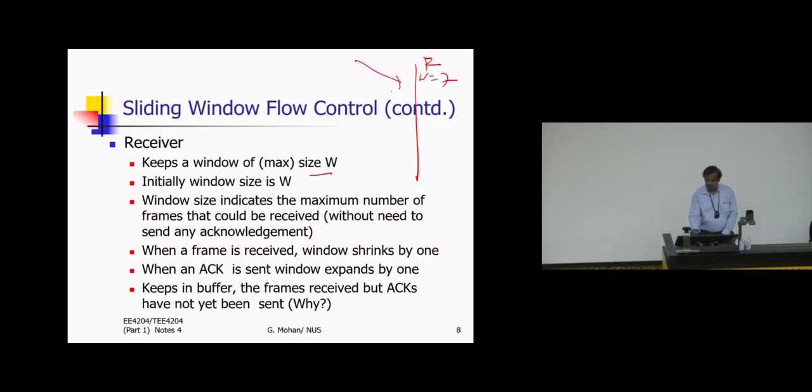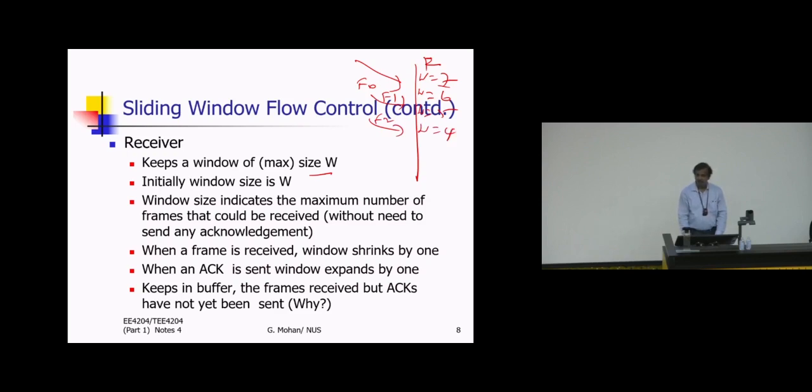So when frame 0 is received, the window shrinks and becomes 6. That is, it can receive 6 more frames. Maybe you can equate this to the amount of buffer. When W equals 7, it has a buffer to keep up to W frames. When a frame is received, the window becomes 6. It can receive only 6 more frames. Then when frame 1 is received, W becomes 5. Frame 2 is received, W becomes 4.